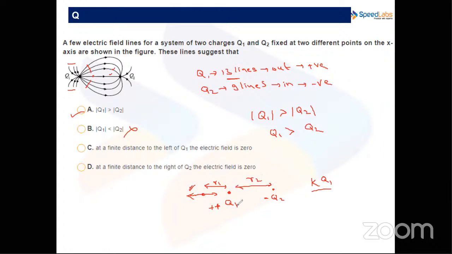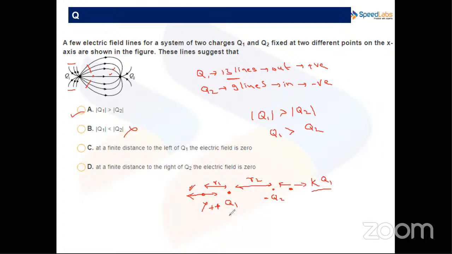So the electric field produced by Q1 will be more. The reason is that its distance is also less, that is inversely proportional, and the charge is more. So the field can't be 0 at any of these points. Now the second is at a finite distance to the right of Q2. Here the field is going to be 0. That answer is correct. The reason is that because of this, the field will be this way, and Q2 and Q1 will be away from each other.